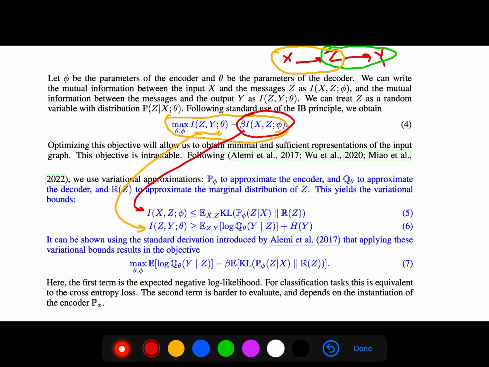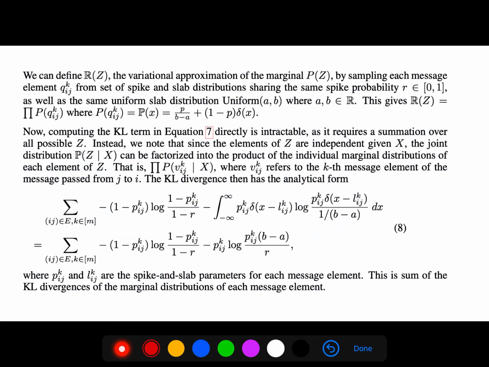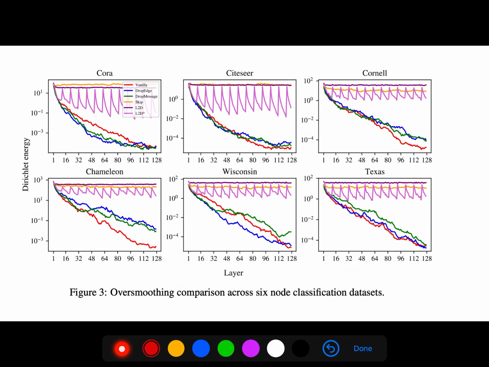We can approximate it, so just simplify it. You will see that you can have this final objective. We want to maximize the expectation of log of Q, and the expectation of the KL divergence between P and R. So the rest of that is just calculations.